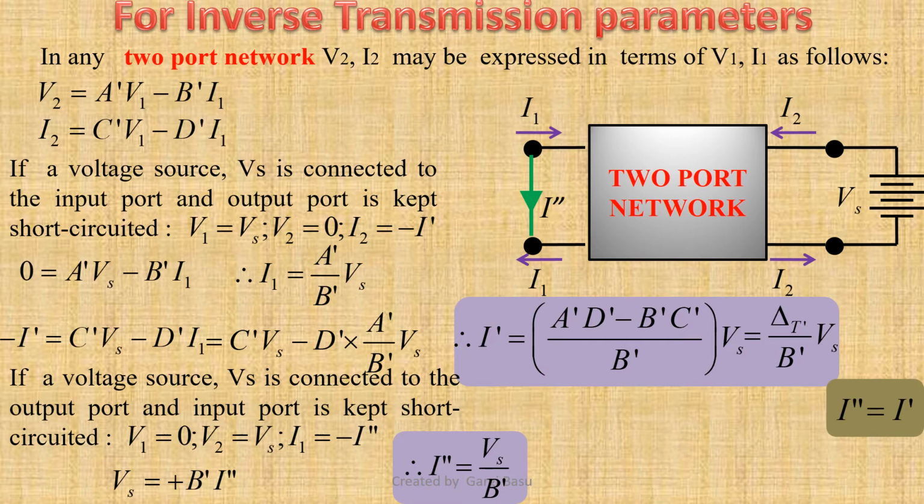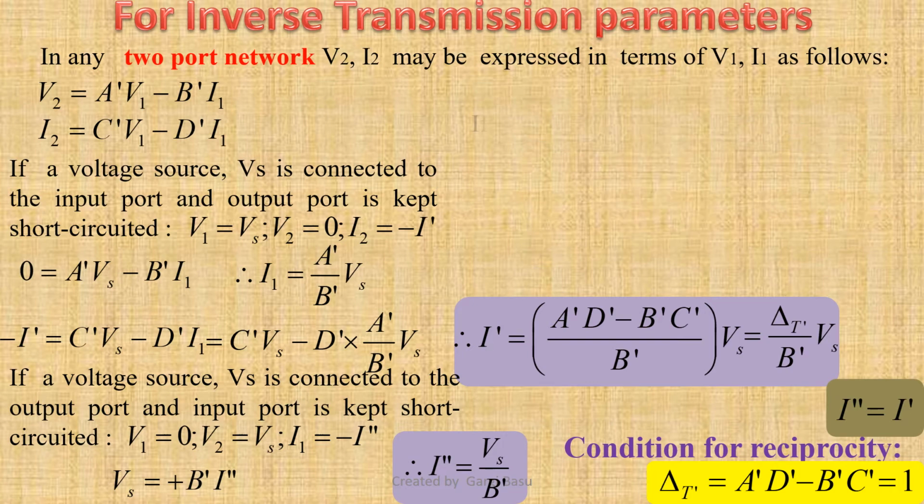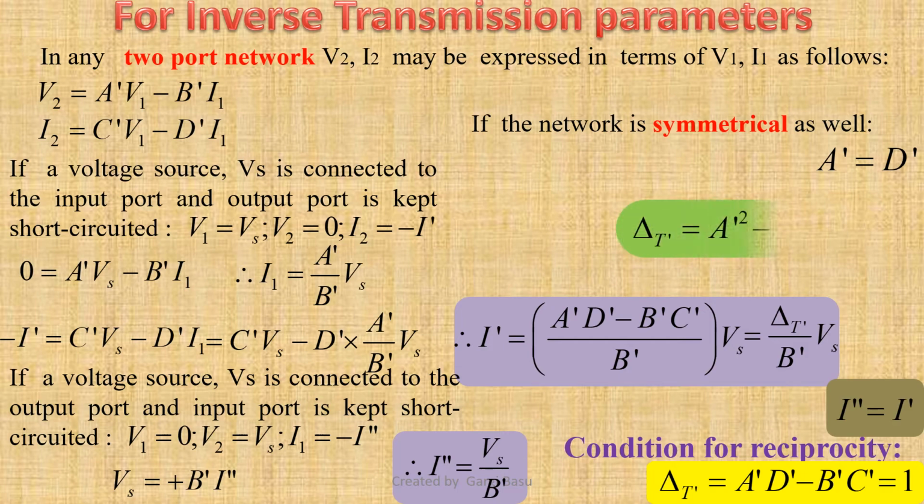Therefore, we can write delta T dash equals A dash D dash minus B dash C dash equals 1. That is the condition for reciprocity for inverse transmission parameters. If this two-port network is symmetrical as well, then A dash equals D dash. Therefore, we can write delta T dash equals A dash square minus B dash C dash equals 1. If any two of the four T dash parameters are available, the other two can be easily obtained using this relationship.